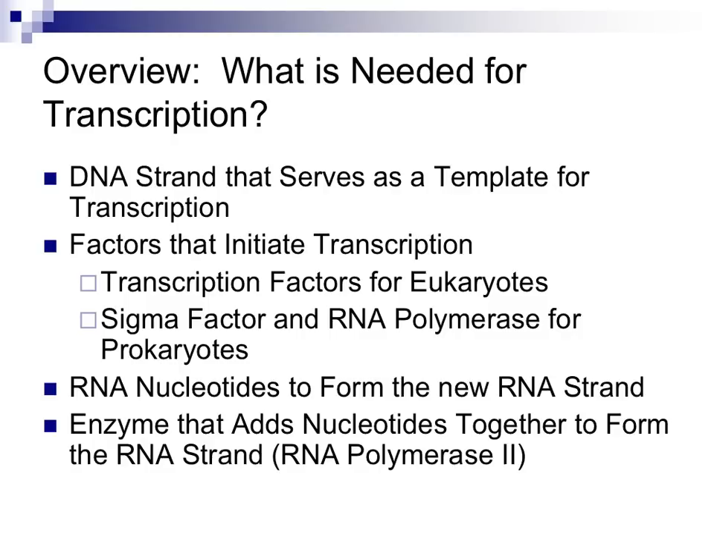All right, so what is needed for transcription? This is an overview of just the things that are needed for transcription to occur. First of all, you're going to obviously have to have the DNA molecule that serves as the template to make the RNA strand. You also need factors that will initiate transcription, to start transcription. Those are called transcription factors in eukaryotes. It's a sigma factor in prokaryotes. Both of them will need the enzyme RNA polymerase in order to actually synthesize the RNA strand. You will also need RNA nucleotides to form the new strand. These are the units that are going to be used to build the new RNA strand.